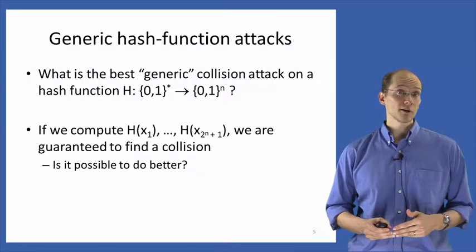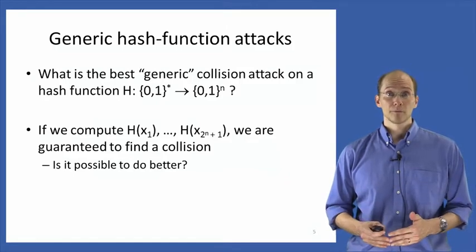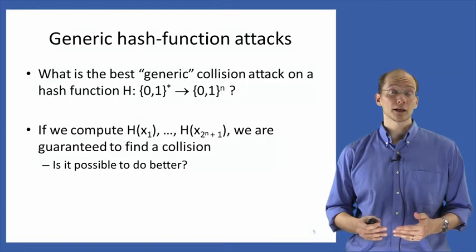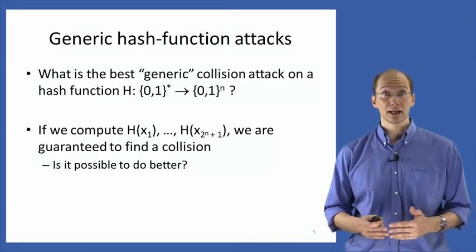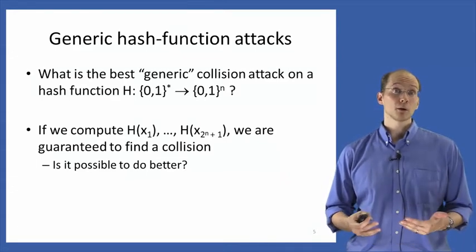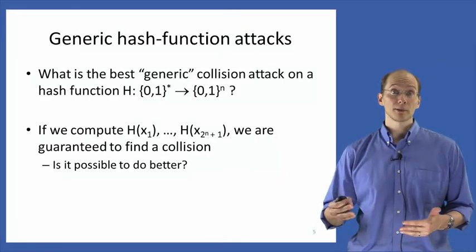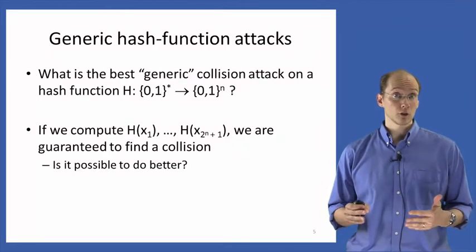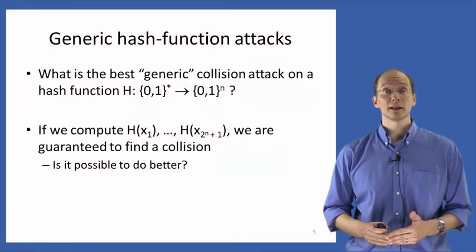Now, if we're given some hash function h, what's the best generic collision attack that we can have? This is important because we'd like to understand what value we need for the hash function output length n. Well, one thing we can observe is that if we simply compute h(x1), h(x2), h(x3), all the way up to h(x_{2^n+1}), for 2^n + 1 distinct inputs, then we're guaranteed to find a collision.